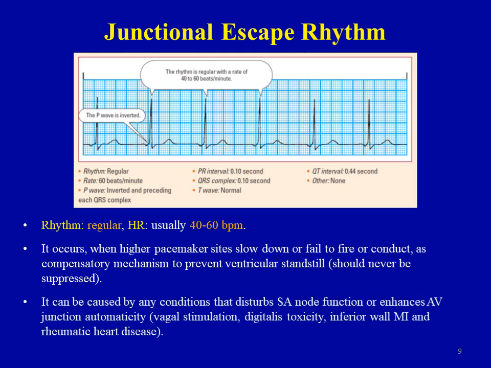The junctional escape rhythm can be caused by any condition that affects or disturbs the SA node function or enhances the AV junction automaticity, like vagal stimulation that has an inhibitory effect on the SA node, digitalis toxicity, inferior wall myocardial infarction that will affect the SA node, and rheumatic heart disease.